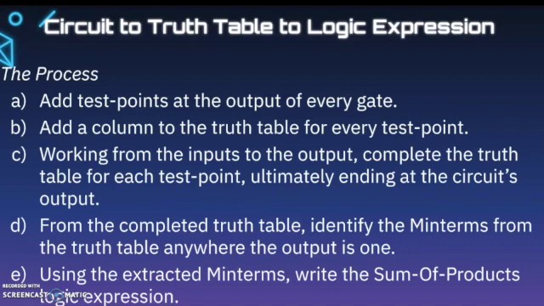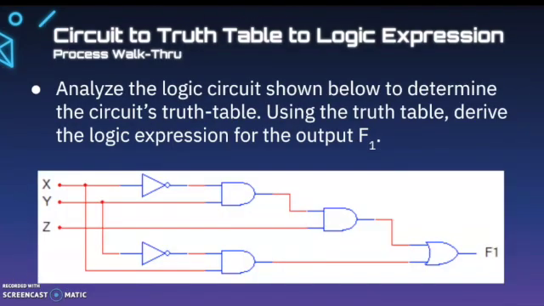So in order to go from a circuit to a truth table to a logic expression, the process is that we look at a circuit and we add test points, or in our case, the digital probes in Multisim Live, at the output of every gate, as well as the final output. We're then going to add a column to the truth table for every test point, and then working from the inputs to the output, we're going to complete the truth table for each test point, ultimately ending at the circuit's output. So from the completed truth table, we have to identify the minterms anywhere the output is 1. And then using the extracted minterms, we then write the sum of products logic expression. So let's take a look at what that process looks like.